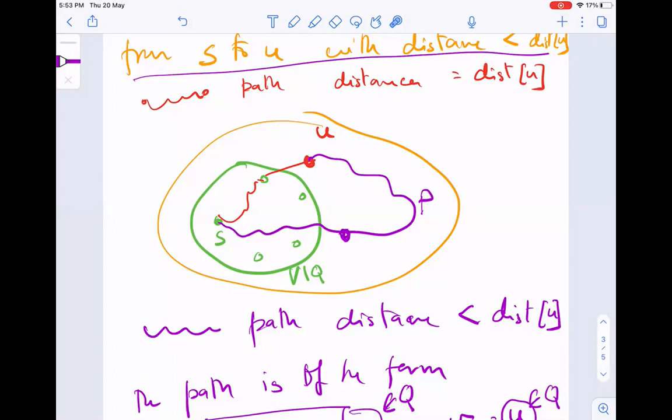Now, can somebody who said it's clear tell me: Avanish, right? Can you say, are we using the fact that all the edge weights are positive somewhere? Are we using the fact that all the edge weights are positive?